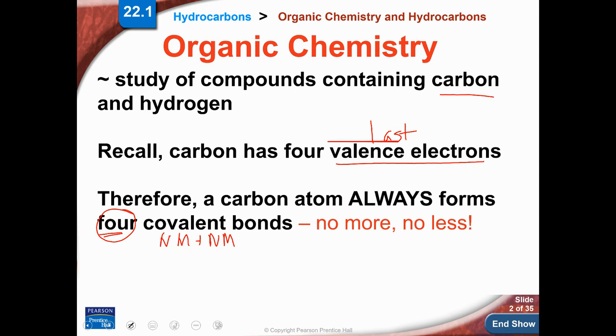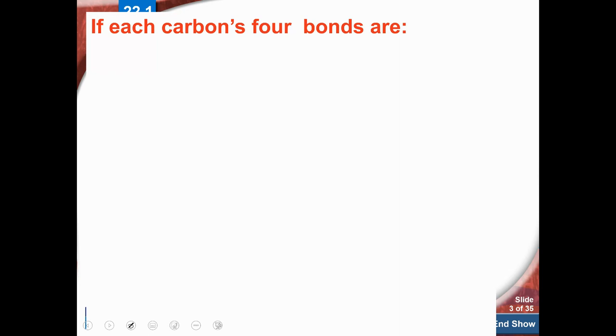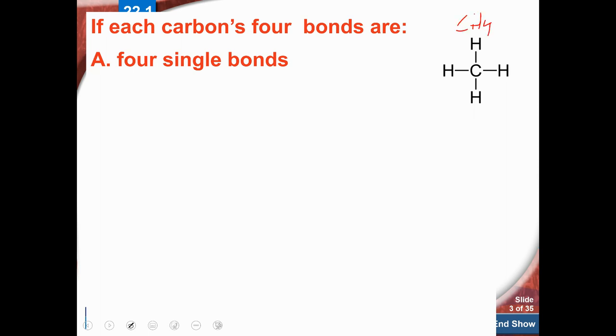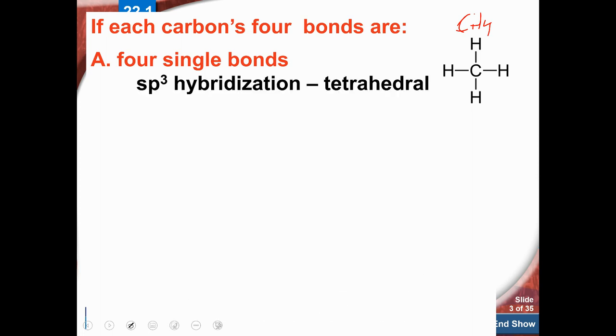Because if we were to look at the periodic table, it is 4 hops away from being a noble gas, right? So in order for a stable electron configuration, it needs to have 4 bonds, 8 valence electrons. So each of the 4 bonds are 4 single bonds, right? So then that's CH4. And we're going to say that is sp3 hybridization, or we call that a tetrahedral.